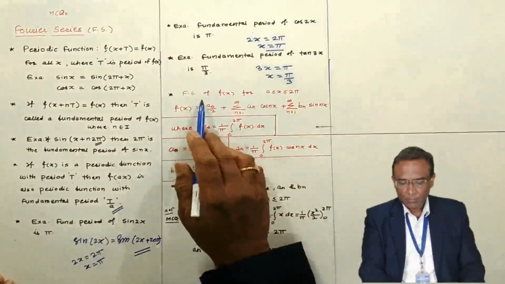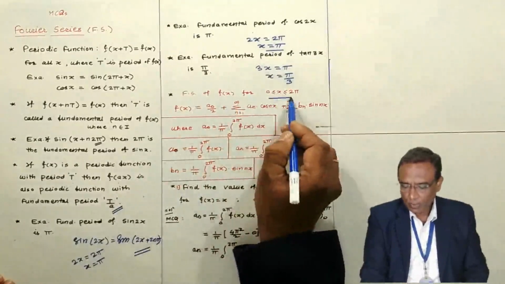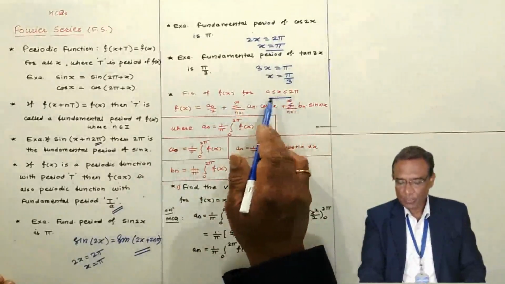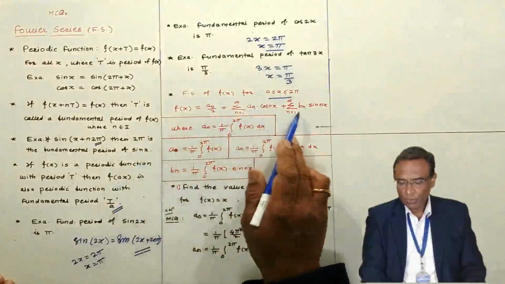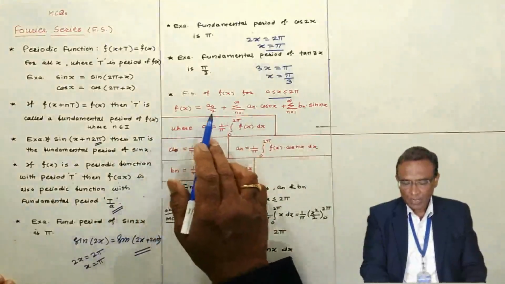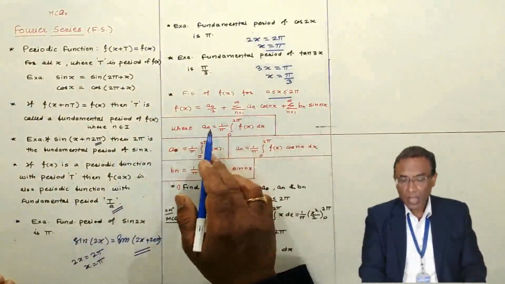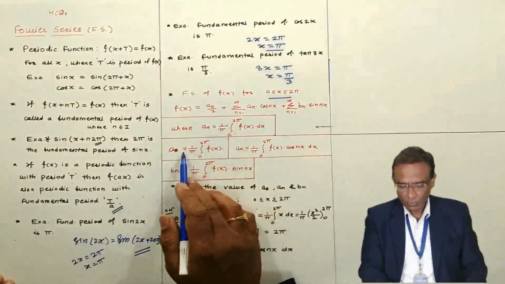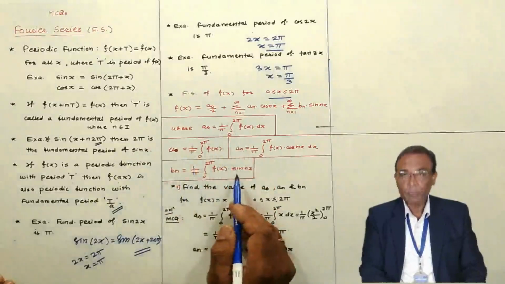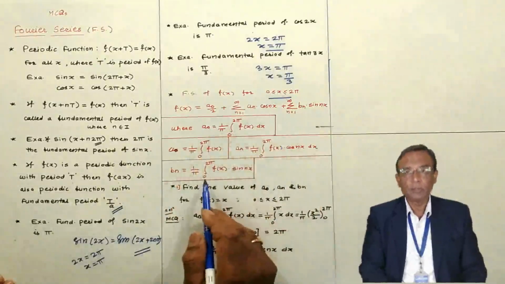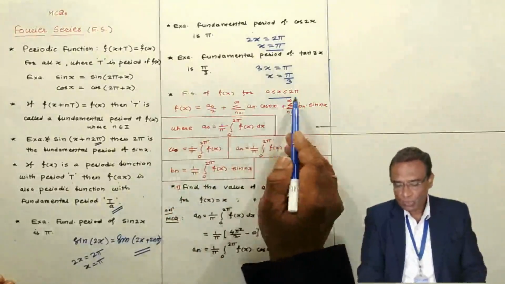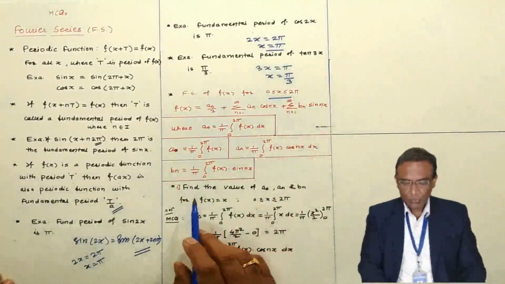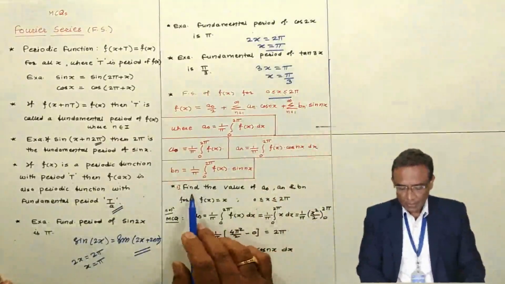Now, the Fourier series of f of x for 0 to 2 pi, this is the full range. This is the formula for the Fourier series, where a0, an, bn are the Fourier coefficients. The formula for a0, the formula for an, the formula for bn, this you have to remember. This is the Fourier series for 0 to 2 pi.